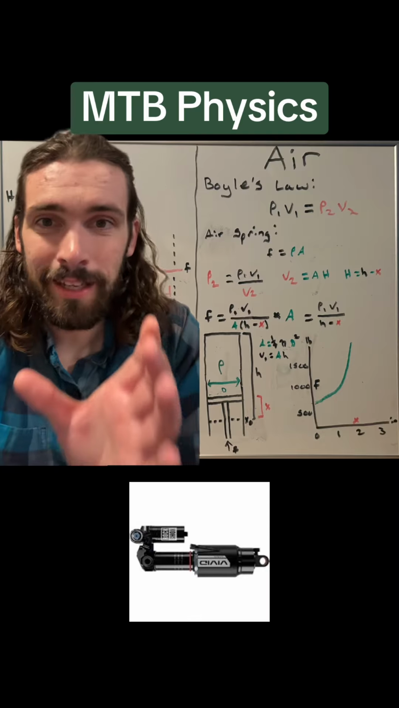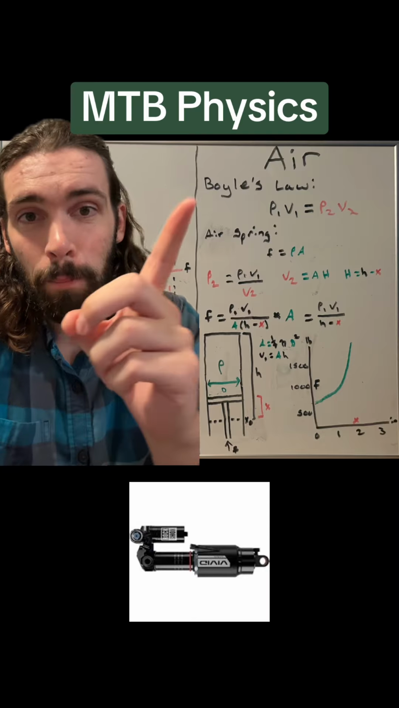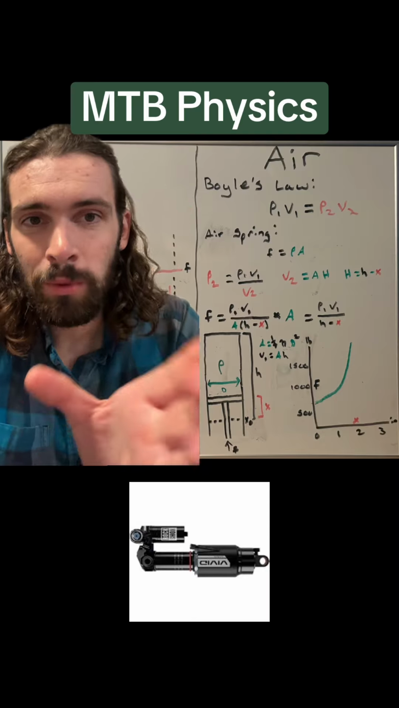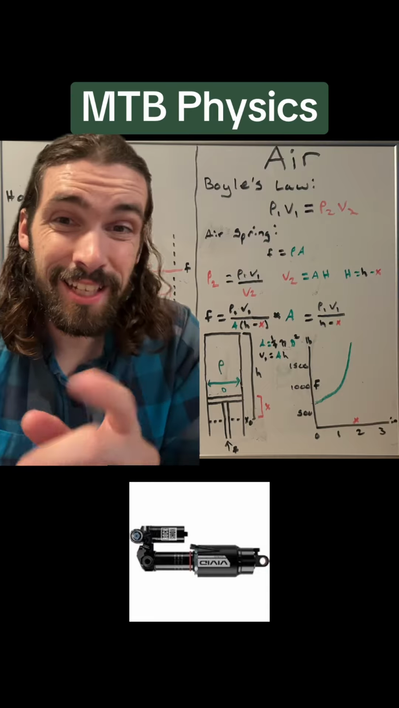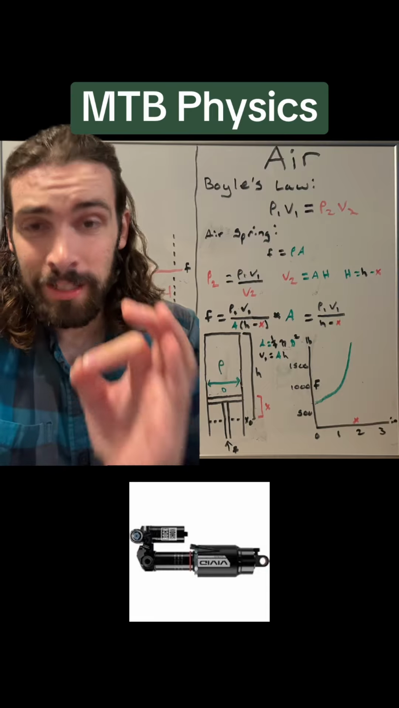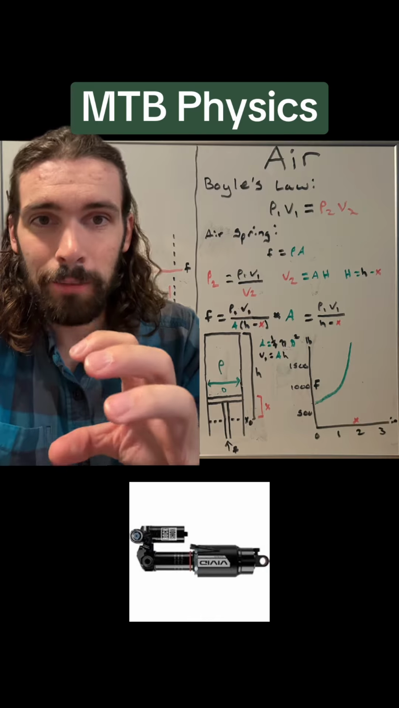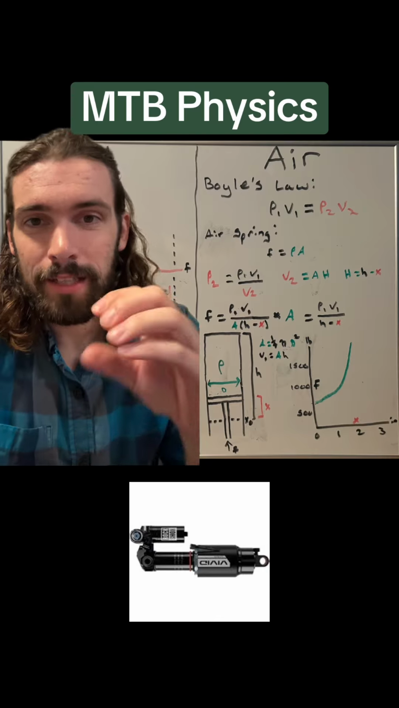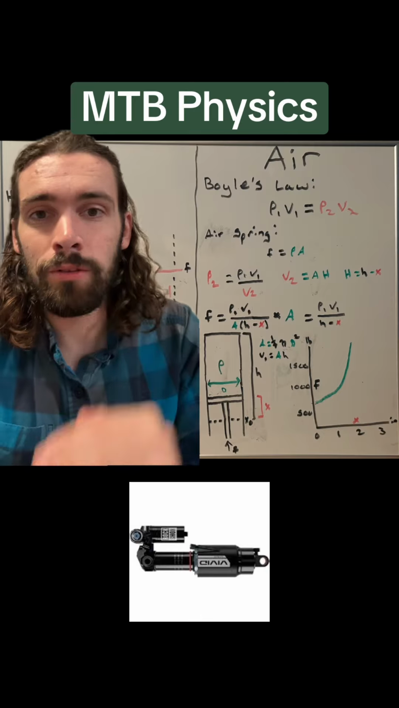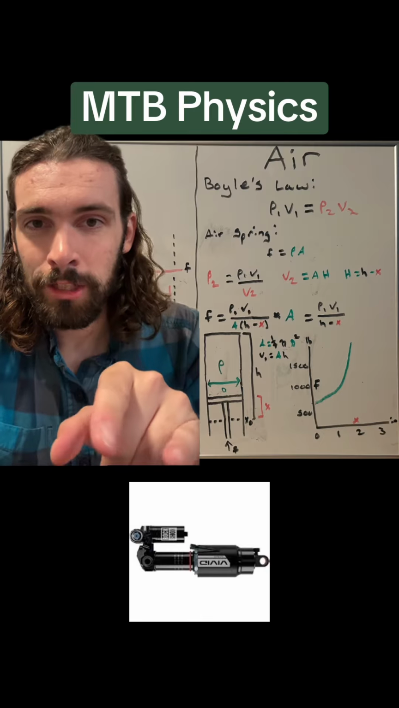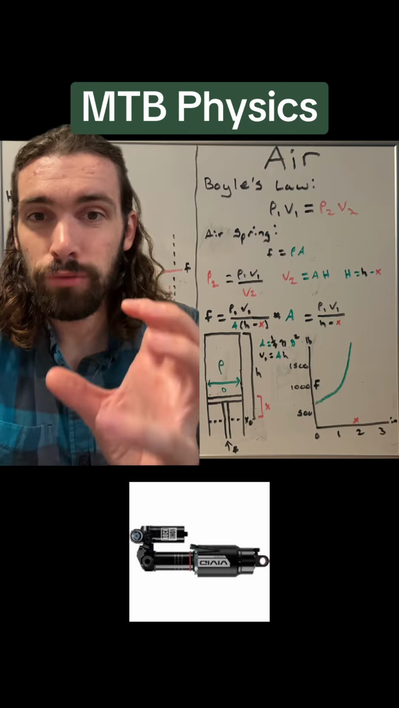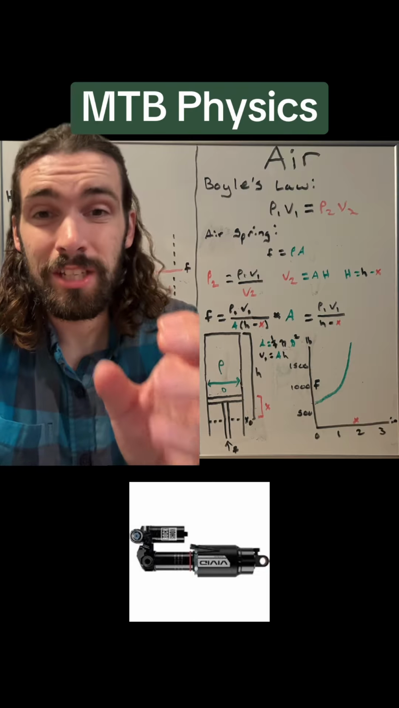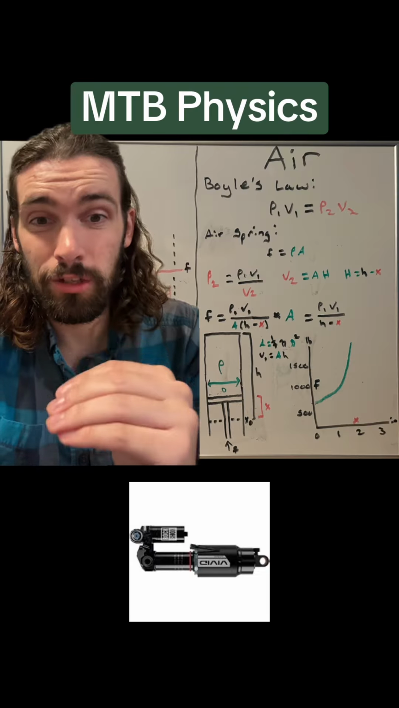Basically, an air spring is going to be governed by a thing called Boyle's law, which is P1V1 equals P2V2, and what that's saying is that the initial pressure times the initial volume of the air chamber has to equal some pressure times volume at another instantaneous point. So at any point through the travel, the pressure at that point times the volume of the air chamber at that point must equal the initial pressure times the initial volume.